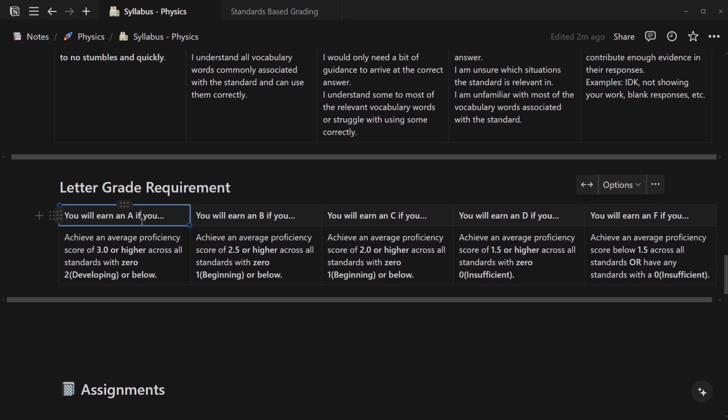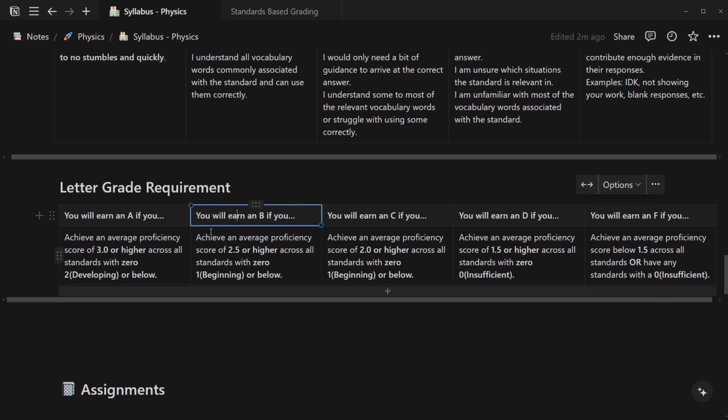The philosophy is, if a student got an A, then they have met all the standards. They have shown proficiency, not necessarily mastery, but proficiency on all the standards. That means you can't get a 2 on any standard. Any one standard will automatically bring you down to a B if you get a 2 on it.